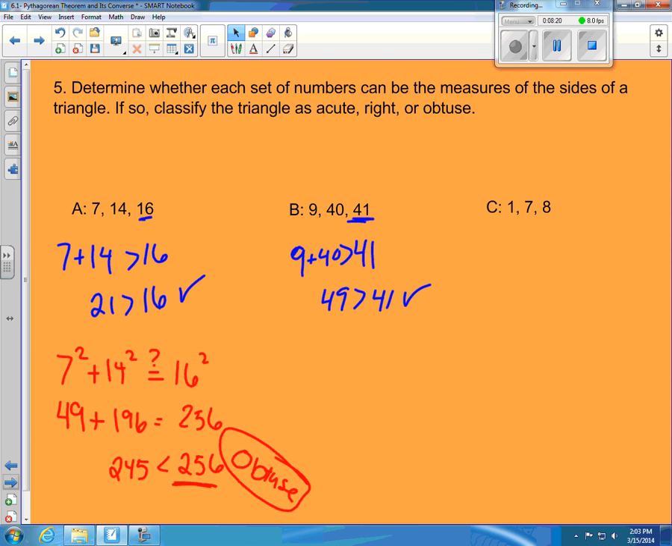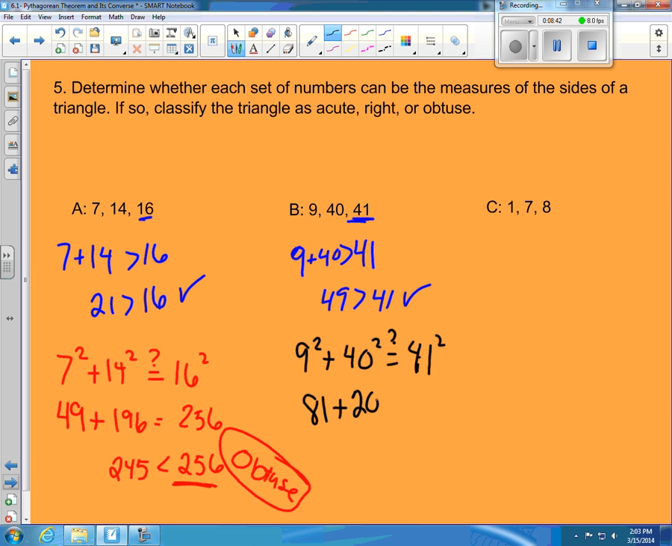Now we're going to find out what type of triangle it is. So we're going to take our two legs and square them. And we're going to see, is it greater than, is it less than, or is it equal to our 41 squared? So 9 squared gives us our 81. 40 squared gives us 1600, sorry. And 41 squared gives us 1681. If we combine our terms, we get 1681 equals 1681. So this is going to be a right triangle.